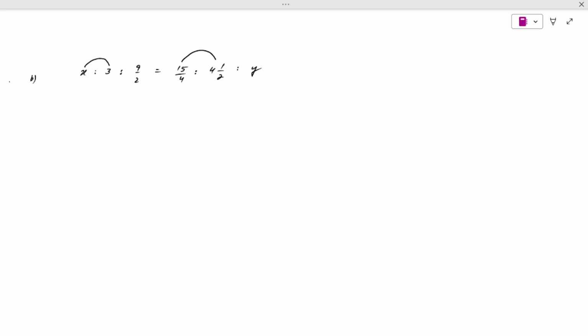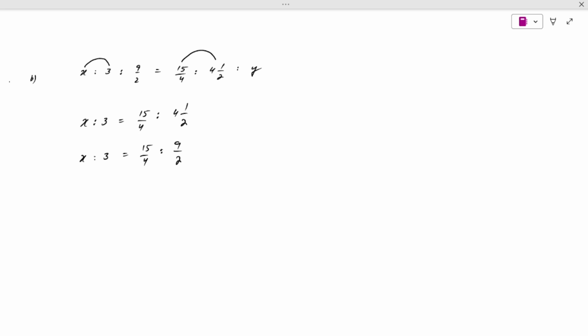So let us consider x ratio 3, which is equal to 15 over 4 ratio 4 into 1 over 2. Let us simplify it. x ratio 3 equals 15 over 4 ratio, 4 twos are 8 plus 1, 9 over 2.